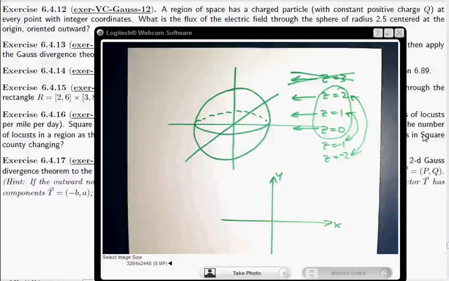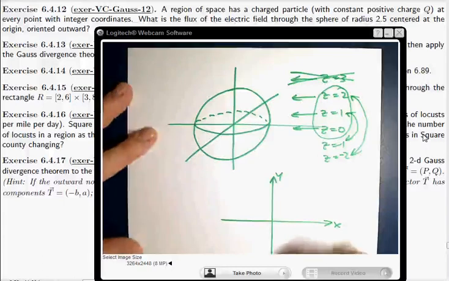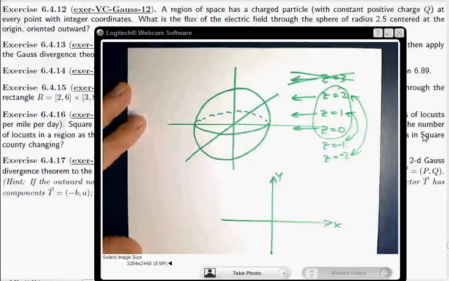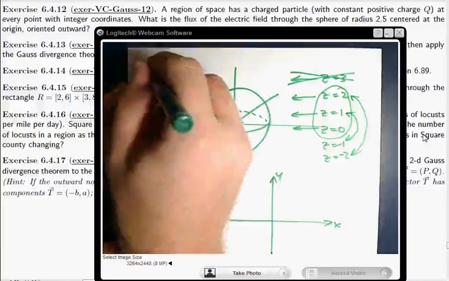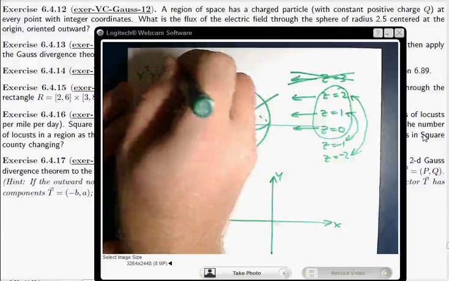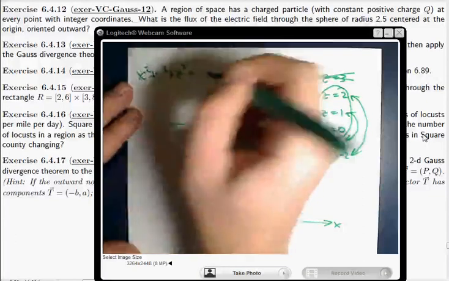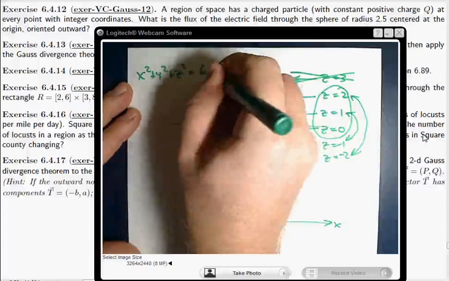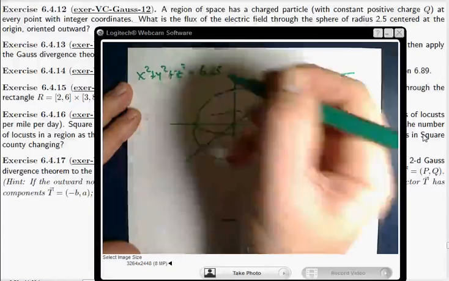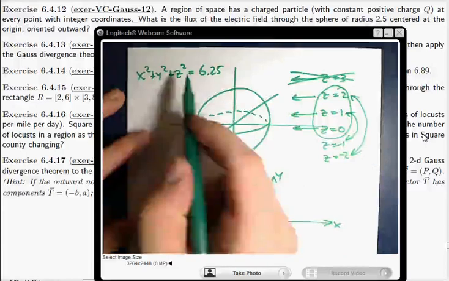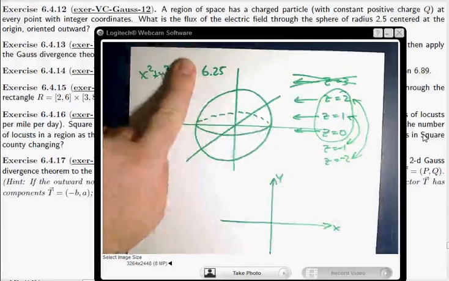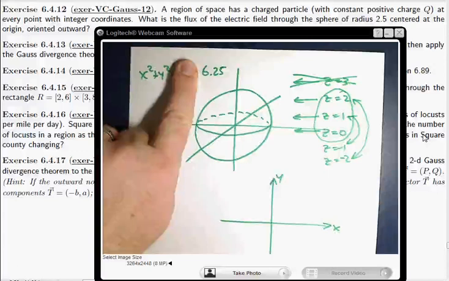Okay, so let's do one. Let's talk about z equals 0. What's the cross section? If this thing has radius 2.5, then the equation for the sphere is x squared plus y squared plus z squared equals 6.25, which is 2.5 squared. So if z is equal to 0, that goes away, and you just get a circle of radius 2.5.